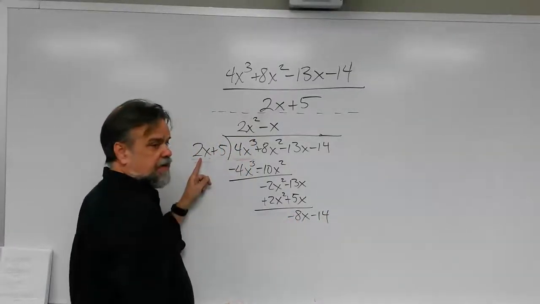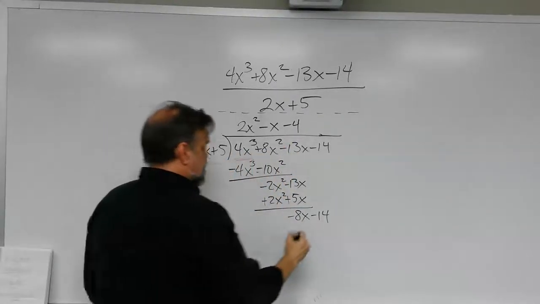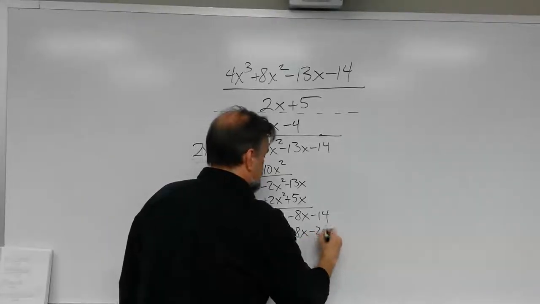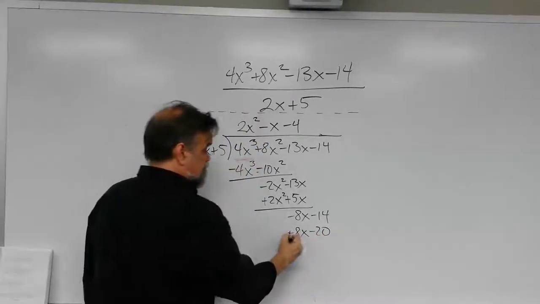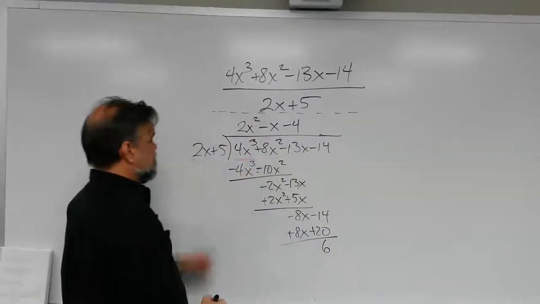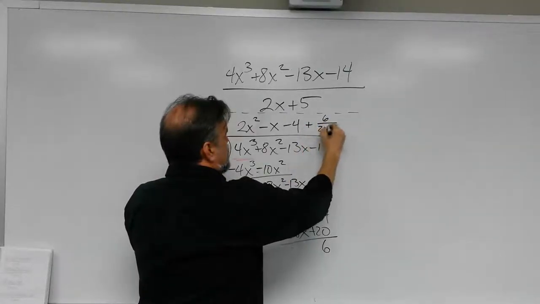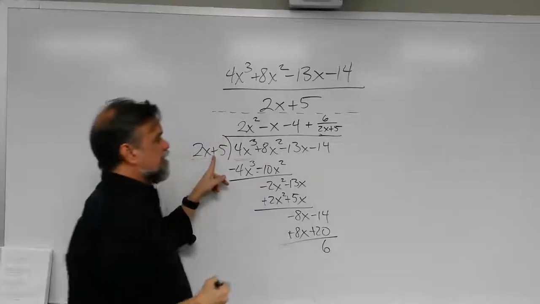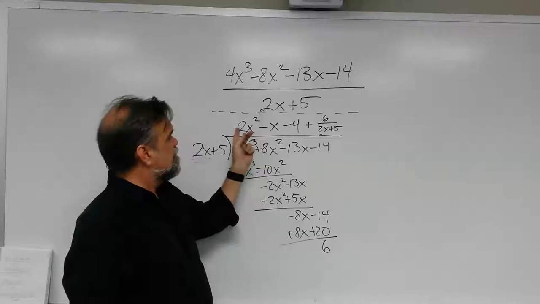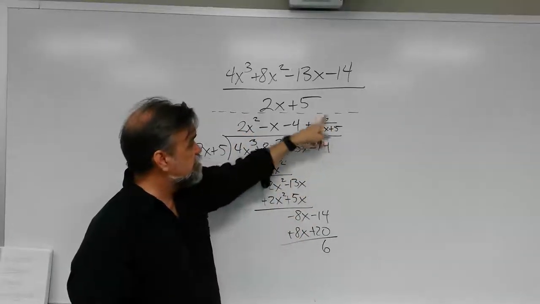2x goes into negative 8x. Well, that would be negative 4 times. So negative 4 times 2x is negative 8x. And negative 4 times 5 is negative 20. And again, you're going to change the signs and add them up. And I get 6 over 2x plus 5, plus 6 over 2x plus 5. Okay, now you may be asking yourself, well, is this quotient a polynomial? It's not a polynomial. It's not a polynomial because of this right there.